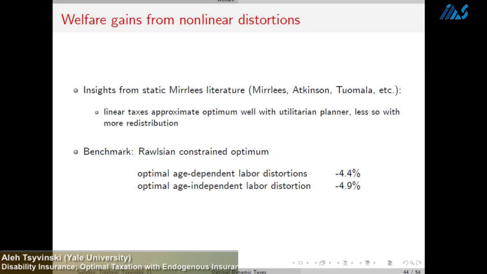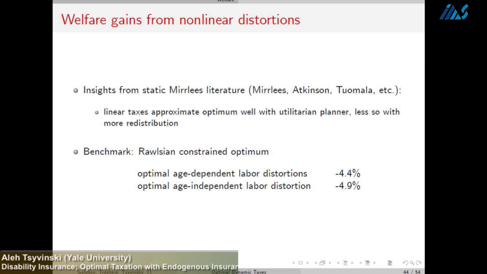Maybe. But what we know, for example, from the calculations of Tuomala or Atkinson, is that if you have a utilitarian planner, the welfare gain from linear taxes is not that huge, even in static models. So now let me compute the Rawlsian constrained optimum. For the Rawlsian optimum, I get that the optimal age-dependent labor distortions, age-independency doesn't really matter that much, first of all, but they give huge welfare gains.